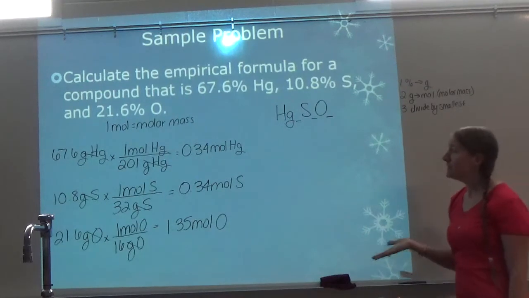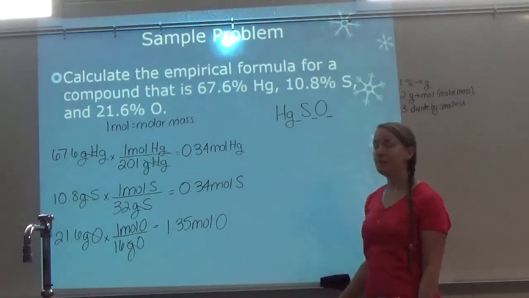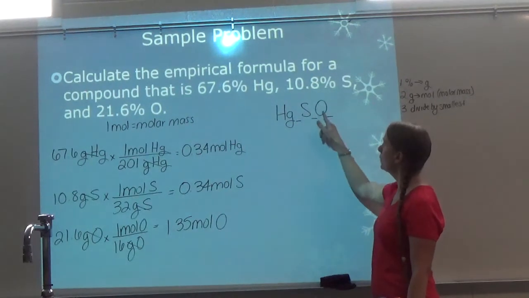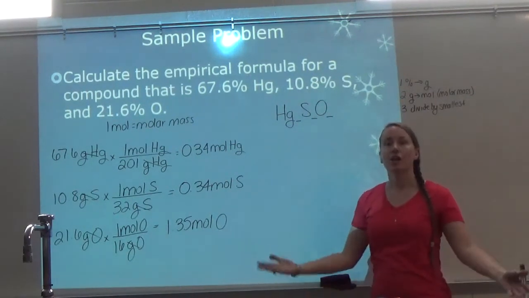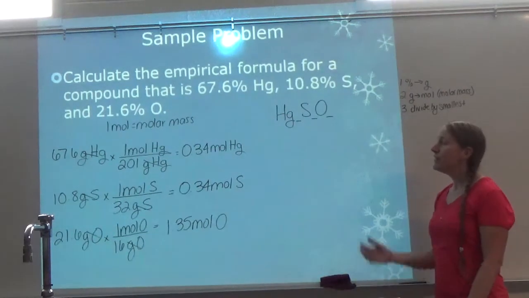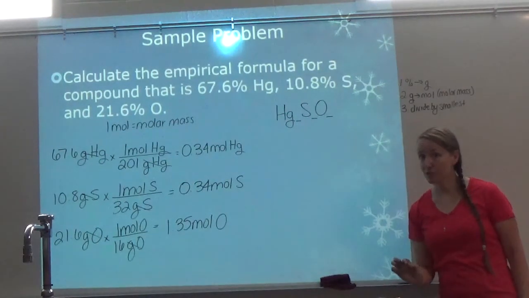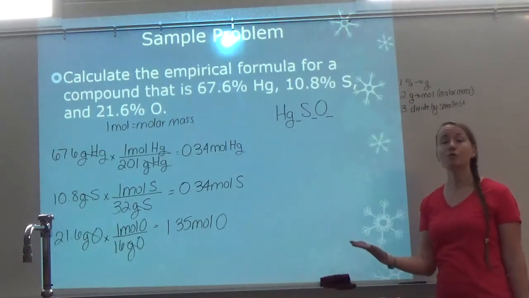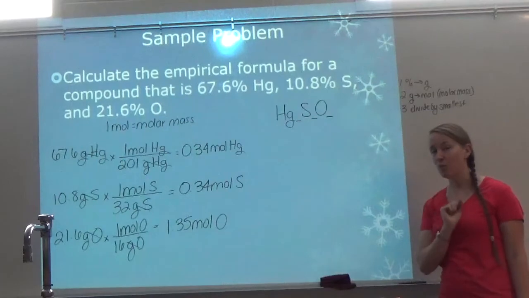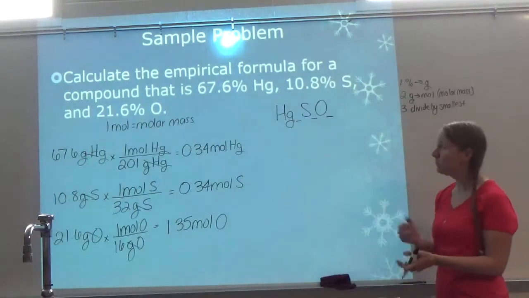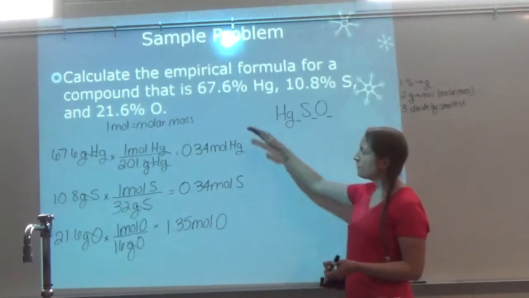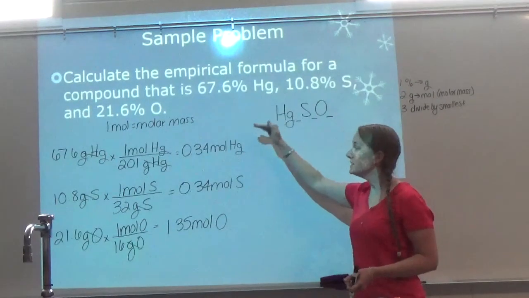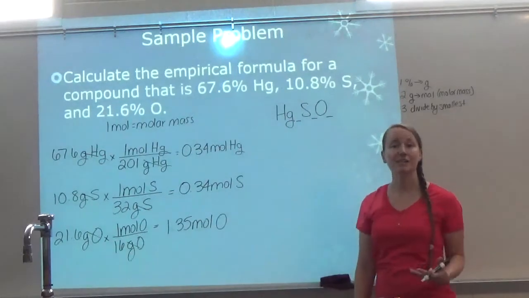Now, the problem is these are my subscripts, but have you ever seen a formula that says Hg 0.34, S 0.34, O 1.35? No. All right, so what we do is we assume, now this assumption is sometimes going to work, sometimes not. I'm going to show you when it doesn't work in a few minutes. We're going to assume that the lowest subscript must be a 1, because obviously you can't get less than 1. So to do that, we find the smallest number. In this case, we have 2 of the smallest numbers, 0.34, and we divide each answer by that smallest number.